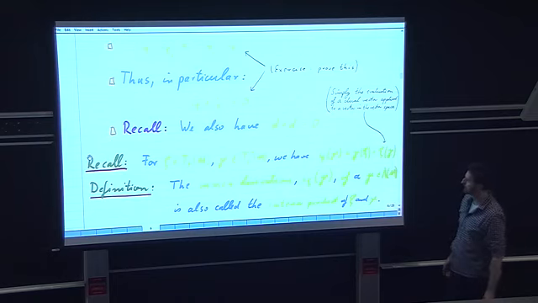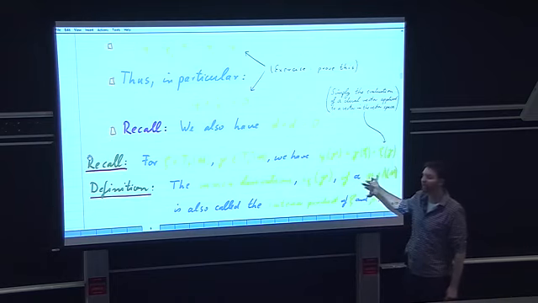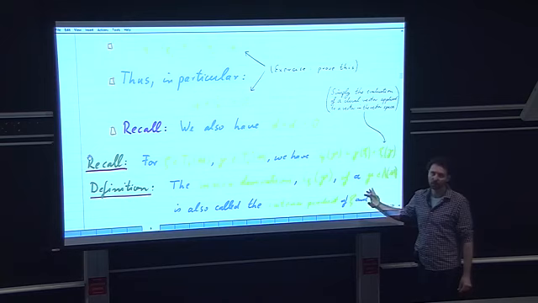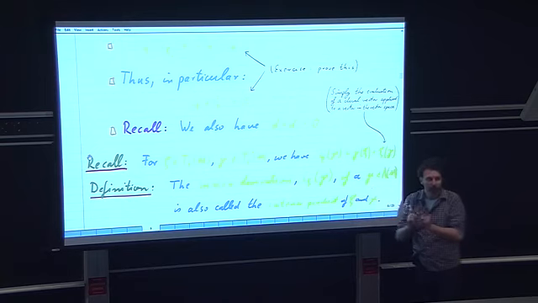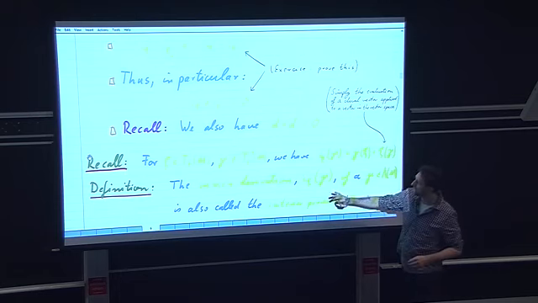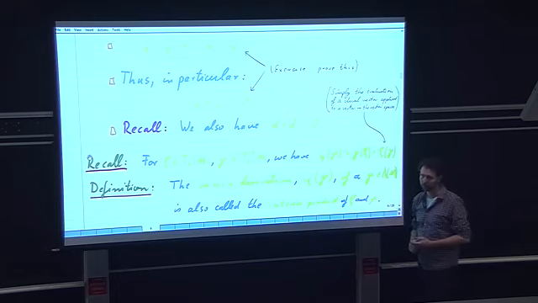So the inner derivation is called inner derivation because, in particular, it implements that interior product between tangent and cotangent vectors. This, remember, has nothing to do with a metric just yet, because a metric would map two tangent vectors into a number. This maps a tangent and a cotangent vector into a number.